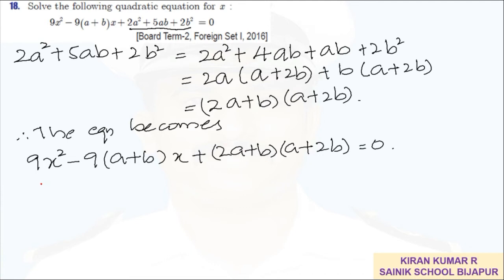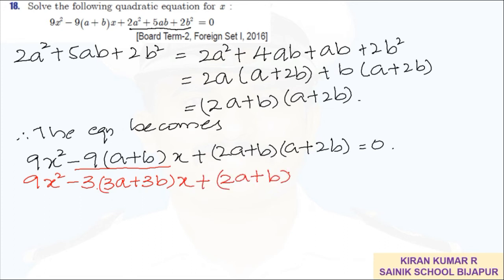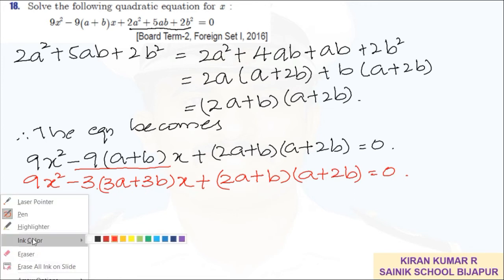I will write this as 9x square. This particular term I will write as 3 times 3a plus 3b times x plus 2a plus b multiplied to a plus 2b. Why did I write it in this way? You will understand very soon. Look at the next step.